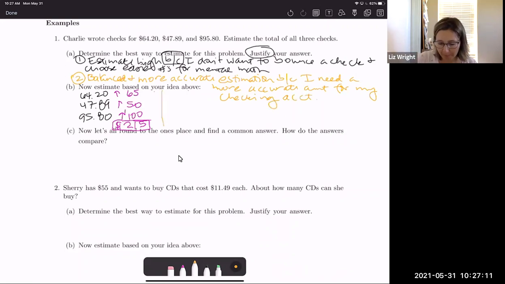All right, so here we go. This is a more balanced, more accurate method. So it's not going to be as easy in our mental math heads, but that's okay. So here we had 64.20, then I have 47.89, and then I've got 95.80. All right, so maybe on this one, I think I'm still going to go up to 65.